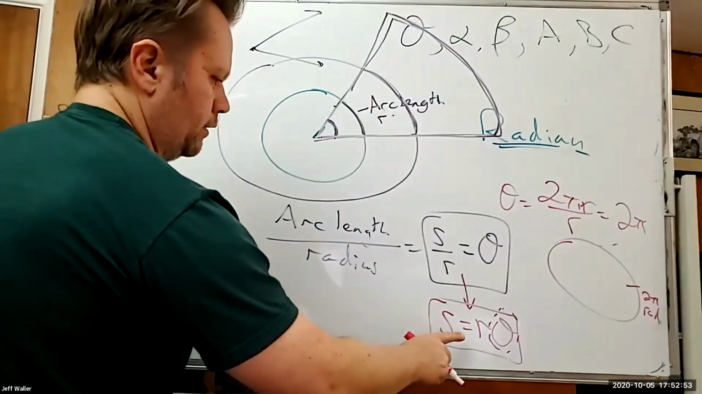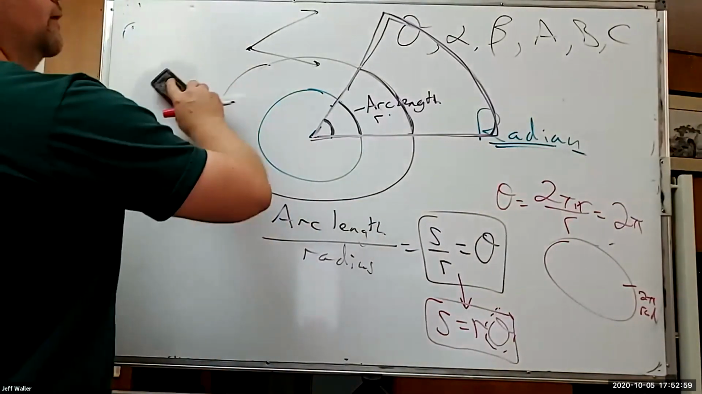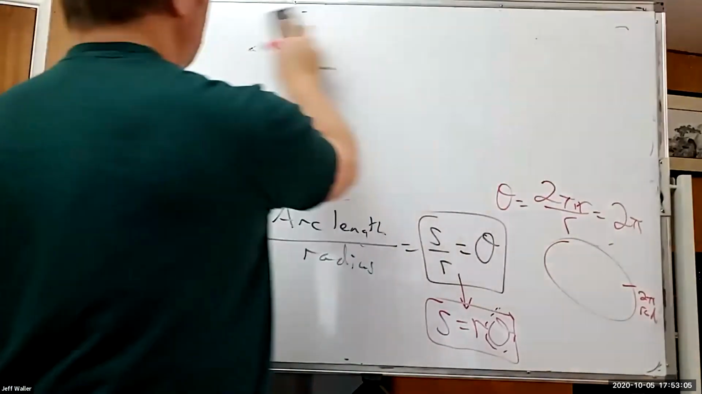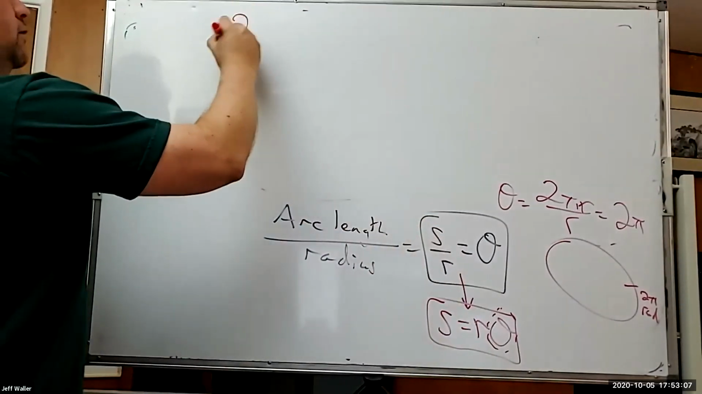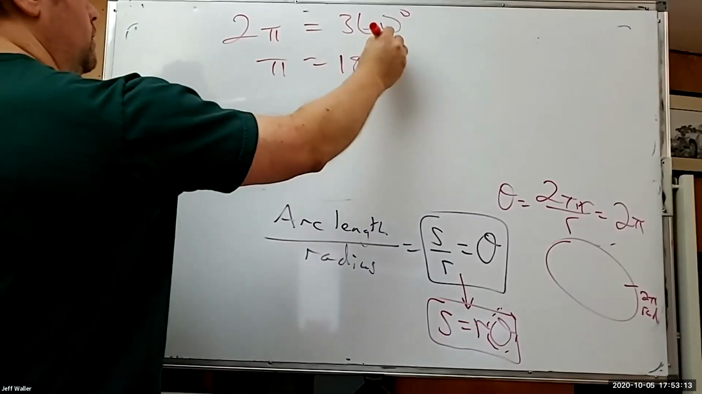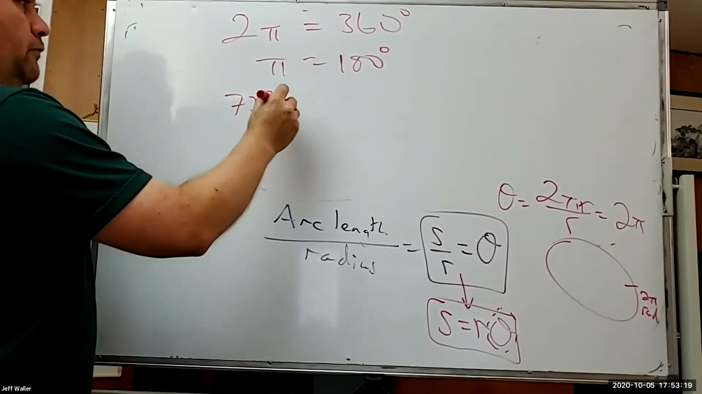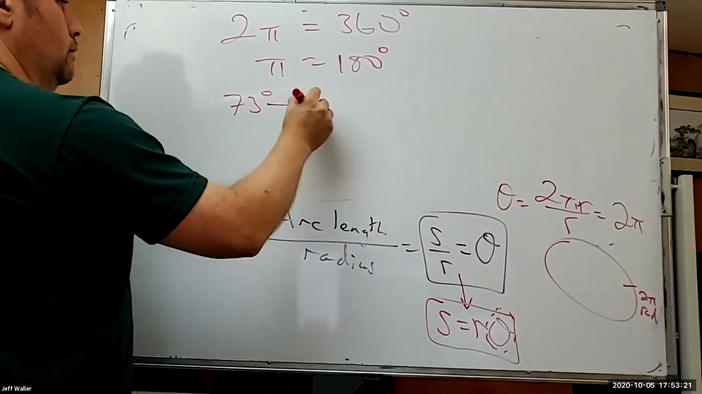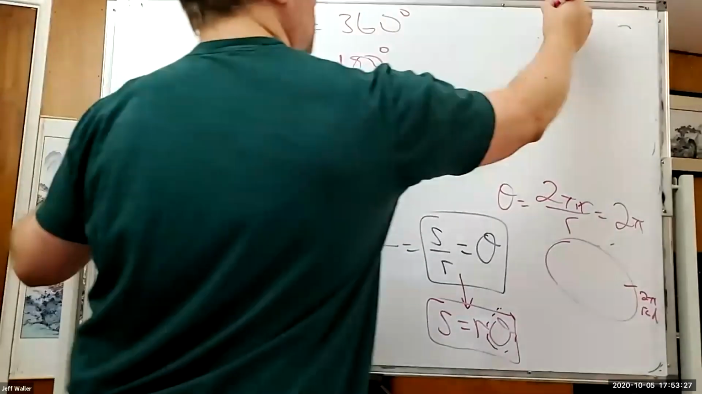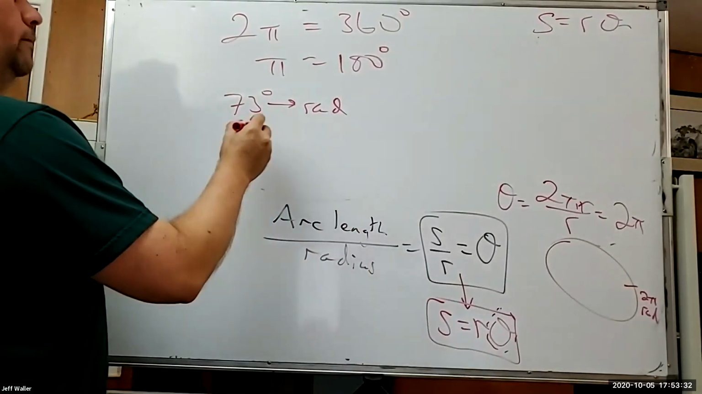So here's our first little official formula. It comes right off of how we define radians. And of course, the relationship we made between degrees and radians is we realized that 2 pi is all the way around, and that's equal to 360 degrees. So then pi is 180. So if I wanted to know 73 degrees is how many radians, what would I do? 73 degrees times pi over 180 degrees.